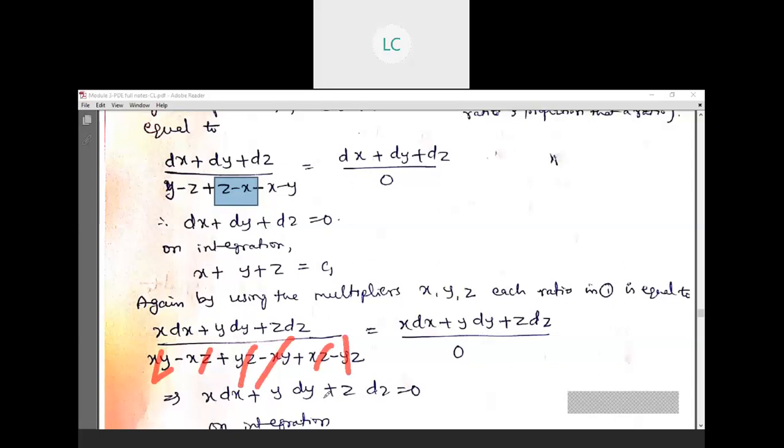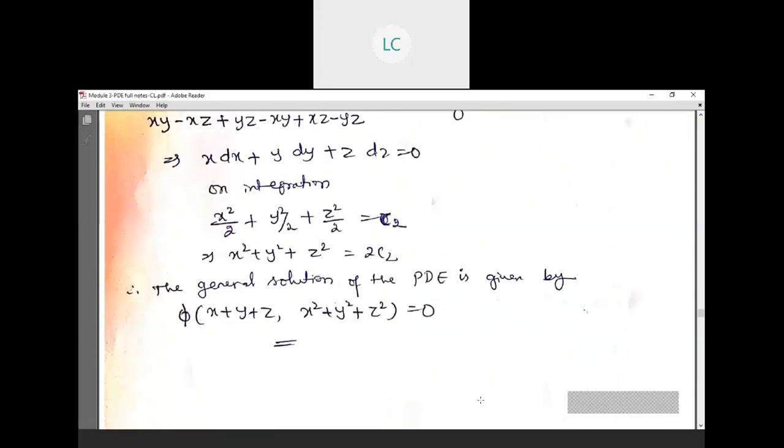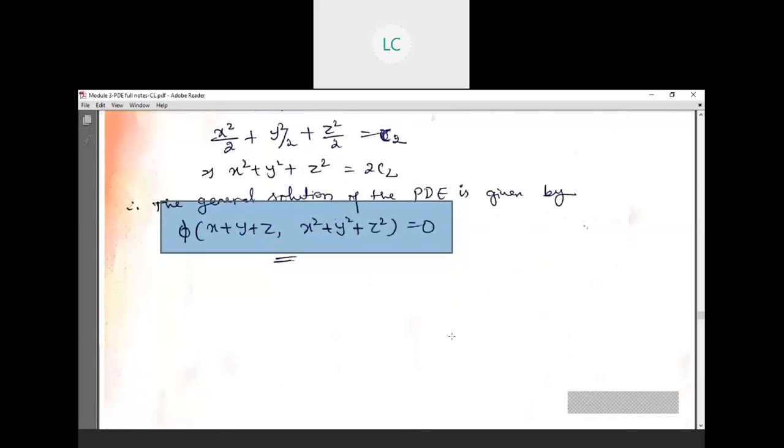See, x dx plus y dy plus z dz equal to 0. If you integrate this, you will get x square by 2 plus y square by 2 plus z square by 2 equal to c2. Shift 2 to RHS, we'll get x square plus y square plus z square equal to 2c2. So now this is nothing but v. So finally write it in terms of phi of u comma v equal to 0. That is the required solution.